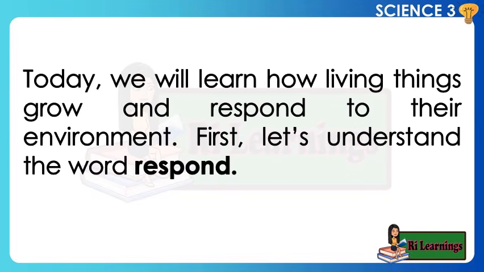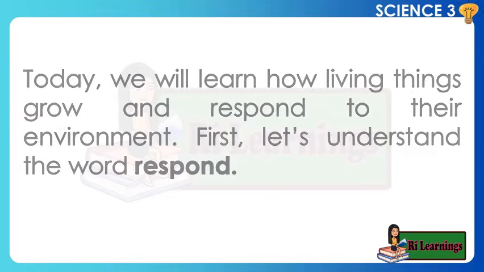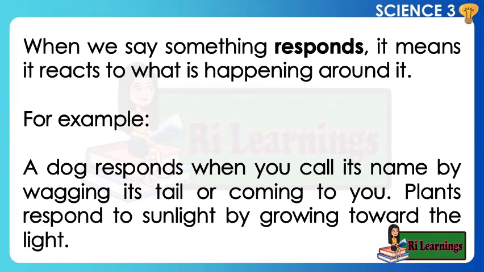Today, we will learn how living things grow and respond to their environment. First, let's understand the word respond. When we say something responds, it means it reacts to what is happening around it. For example, a dog responds when you call its name by wagging its tail or coming to you. Plants respond to sunlight by growing toward the light.